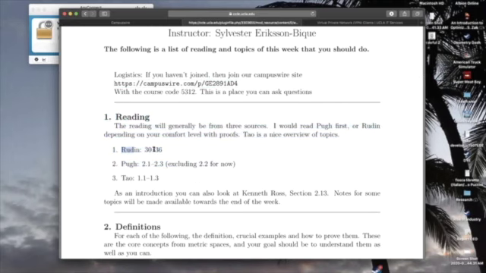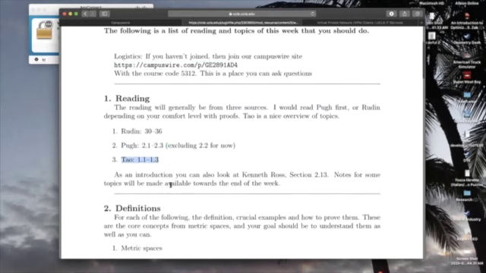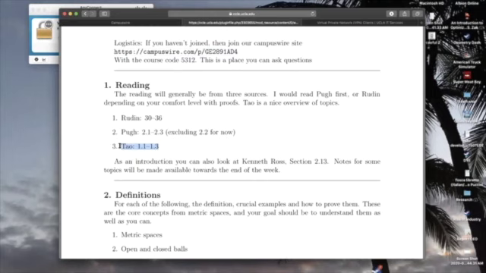There will be a reading from Rudin, a reading from Pew, and a reading from our official course textbook, which is by Terence Tao. The Tao is more expository. It doesn't include very many proofs. I would recommend focusing on Pew. And Pew is available on Springer Link.